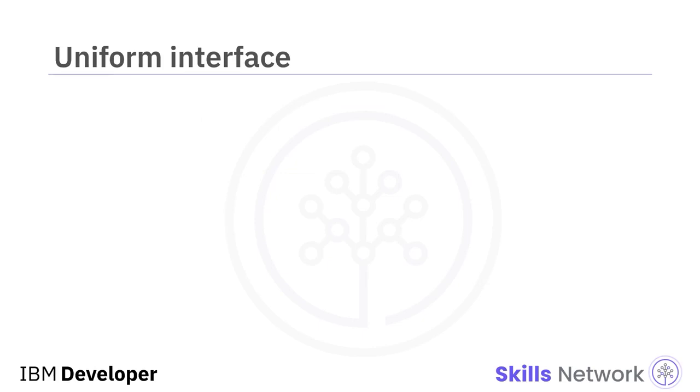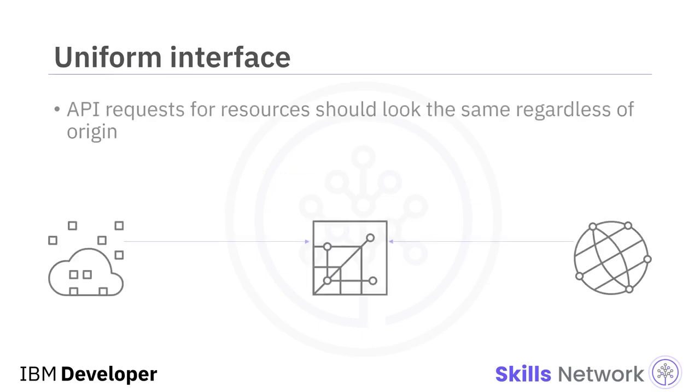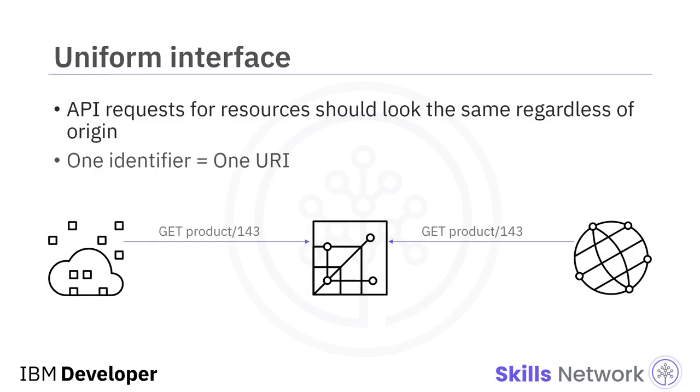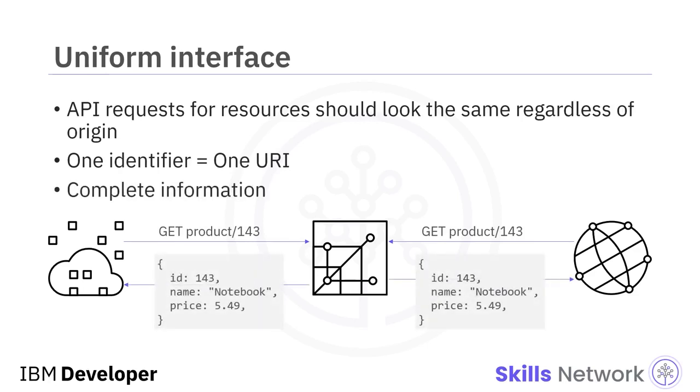So the main benefit of RESTful APIs is the uniform interface, regardless of where the request originates. The REST API should ensure that the same piece of data, such as the product ID, belongs to only one uniform resource identifier, or URI, and resources should contain every piece of information that the client may need. For example, the client may require the name and price of the product.